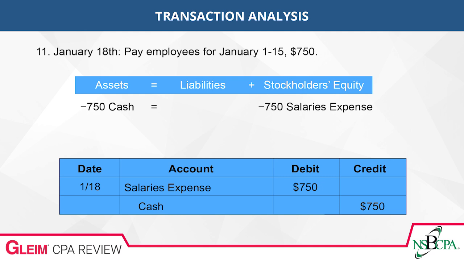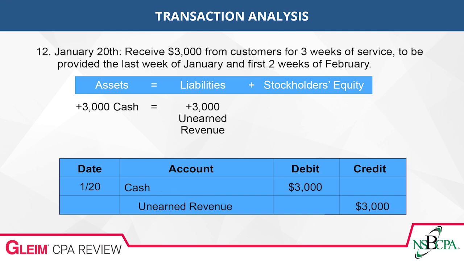Here is another payment of an expense. You debit salaries expense and you credit cash. Okay, now this is one of the most difficult transactions. But since we did the hard work in analyzing the transaction already, now we just have to convert that into the debit and credit effects.